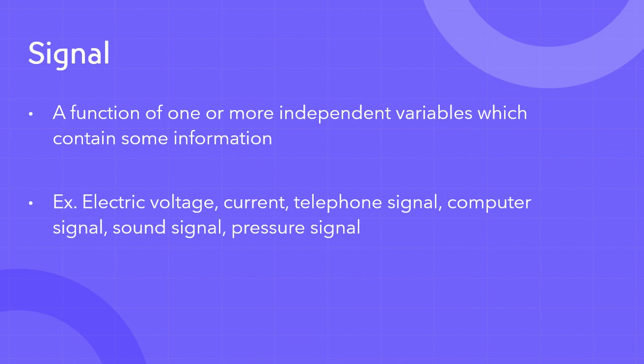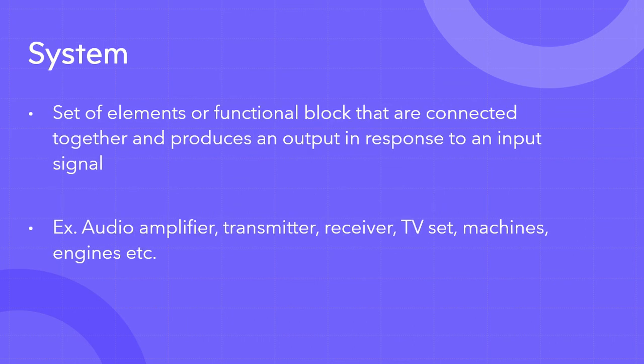Now coming to the system, what is a system? A system is a set of various elements, or small functional blocks, which are connected together, and after connecting them together it produces an output in response to the given input signals. Repeating again, a system is a set of elements or functional blocks that are connected together and produces an output in response to an input signal.